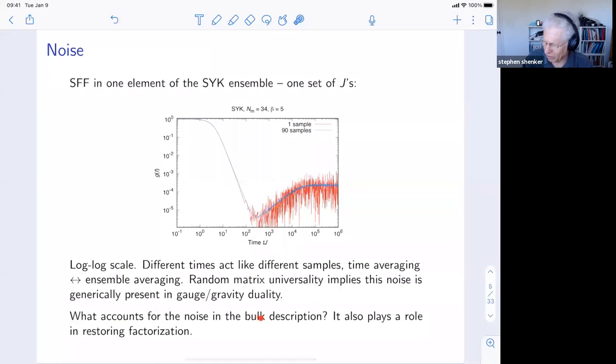And so we're forced to ask this question: what accounts for the noise in the bulk description? Because it's the same size as this wormhole contribution, it turns out it's going to play a role in restoring factorization. So understanding the noise and understanding factorization are 2 parts of the same question.